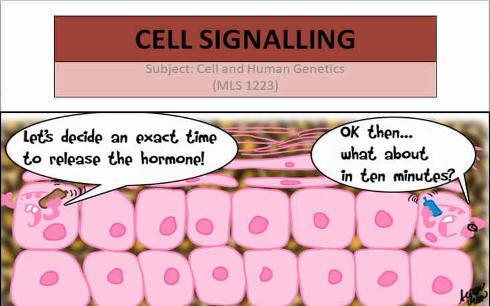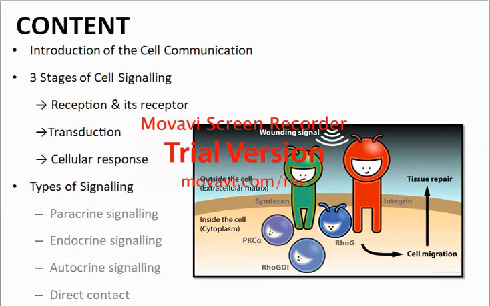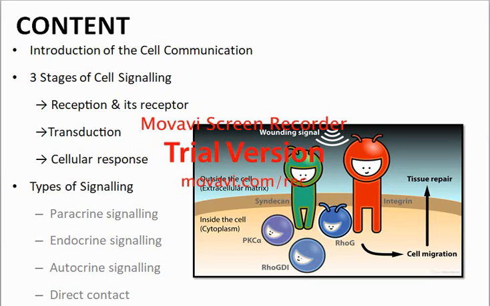The topic that I will be discussing today is cell signaling under the subject Cell and Human Genetics, code MLS 1223. The outline for today's topic are introduction of the cell communication, three stages of cell signaling, which are reception, transduction, and cellular response, and also types of signaling, which include paracrine signaling, endocrine signaling, autocrine signaling, and direct contact.